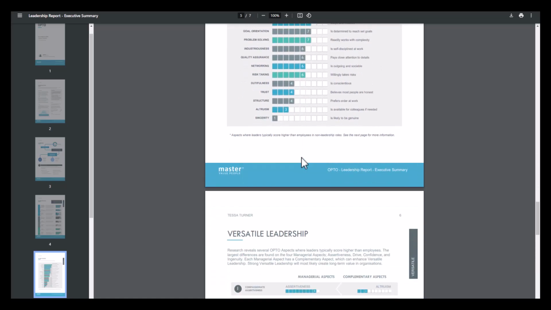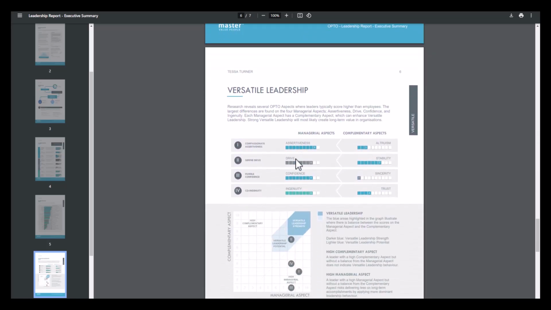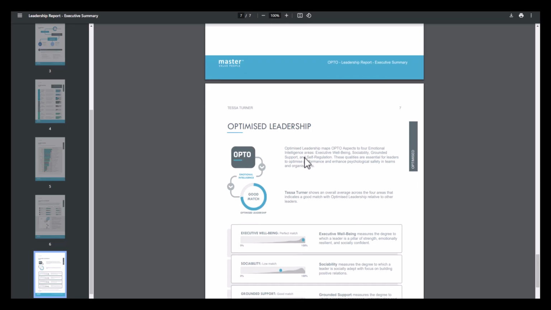Moving on, we see the versatile leadership section. Here we do not include the in-depth analysis. Instead, we only present the overview. The same applies for the optimized leader section.